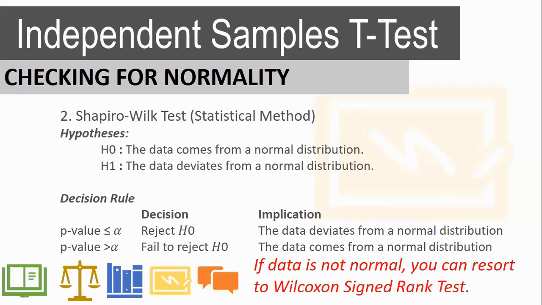And if the p-value is greater than alpha, we fail to reject the null hypothesis, implying that the data comes from a normal distribution. So your variable is normally distributed if the p-value of the Shapiro-Wilk test is greater than the level of significance or alpha. If the data is not normal, you can resort to Wilcoxon signed rank test.